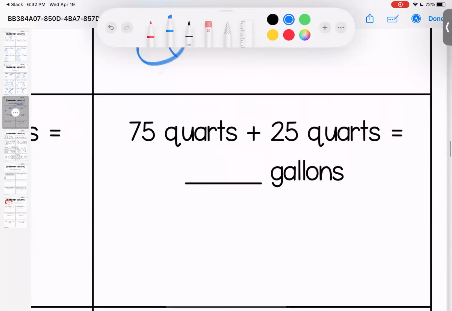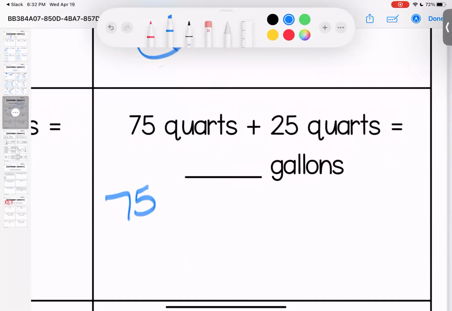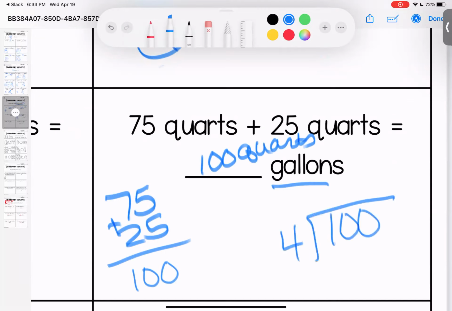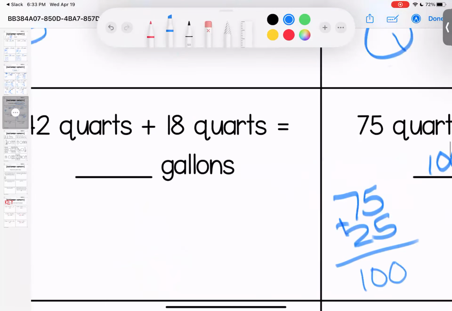Over here, 75 plus 25. I can stack it if I can't do that in my head, or I can think of 3/4 plus 1 more is 100. That gives me 100 quarts. But I would like this in gallons. There are 4 quarts in a gallon. How many quarters in a dollar? 4. 4 goes into 100, 25 times. 25 gallons is our answer.